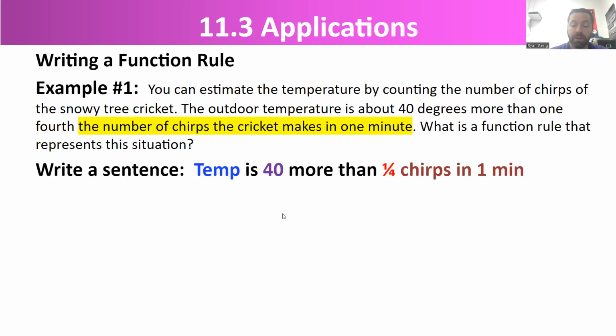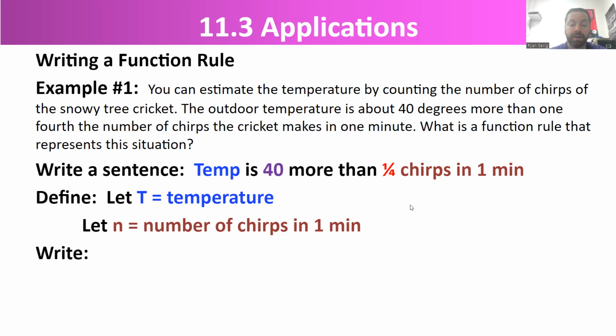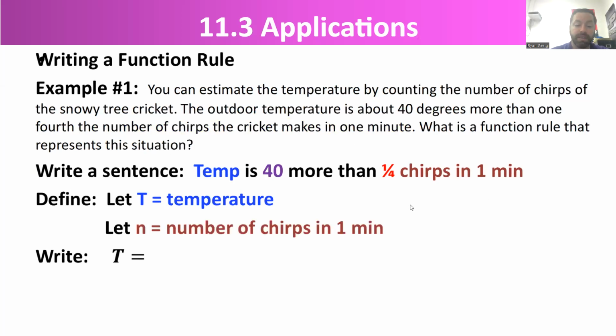Okay, so we're gonna look at that and come up with what are the two things we don't know. Well, the first is the temperature. Let's let T represent the temperature. And N is going to be how many chirps are in 1 minute. If that changes, then the temp changes, right? So we're going to write now the relationship between these two things. T equals, so the temperature is equal to 40 more than, that's plus, 1/4 as a fraction times the chirps in 1 minute, which we don't know, that's N. There's my function rule.